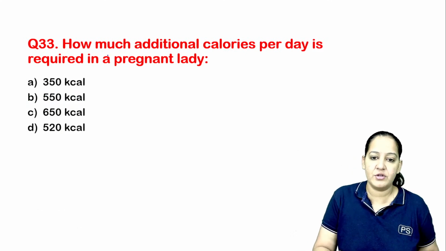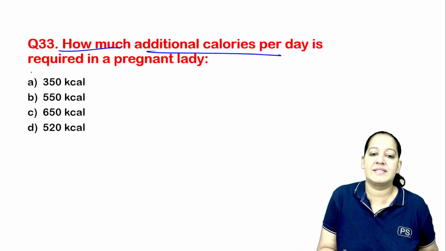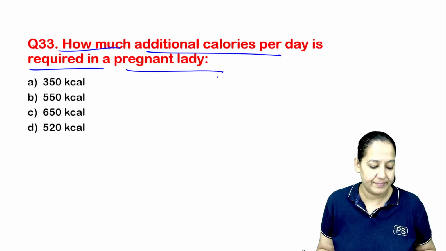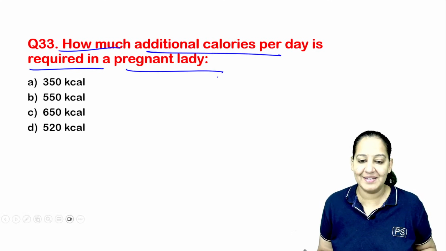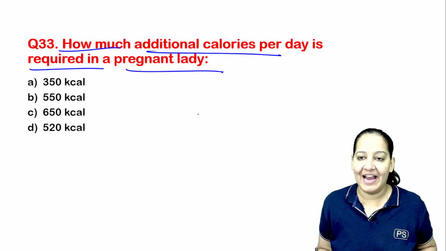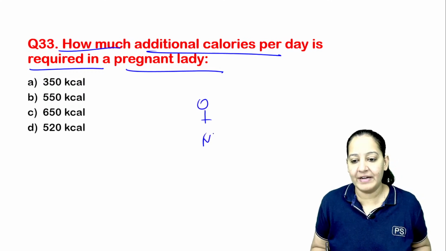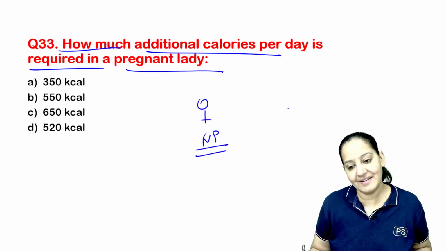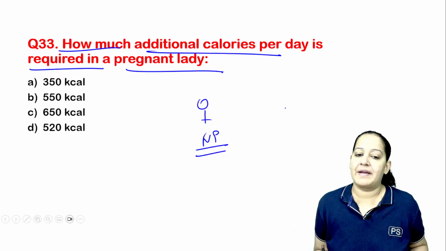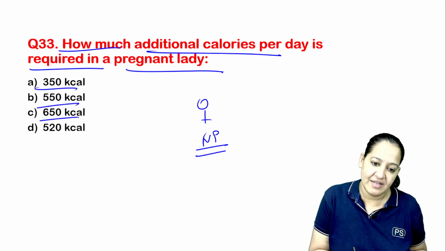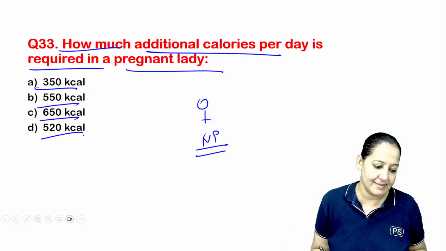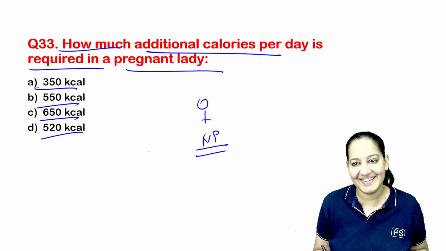Okay, the next question is in front of you. How much additional calories are required in a pregnant lady? I told you this yesterday also. Additional calorie. First tell me for a normal, non-pregnant lady, and then tell me the additional during pregnancy. Is it 350, 550, 650 or 520? What is the correct answer?